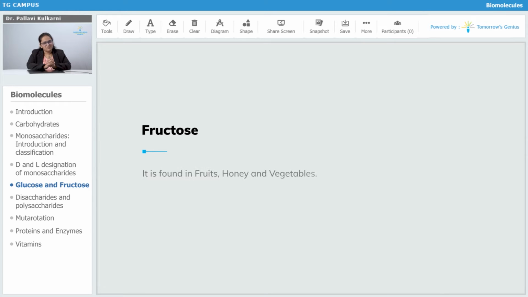As I have said, it is present in sweet fruits, honey and vegetables. The molecular formula for fructose is C6H12O6, which is just like glucose, but the structure of fructose is totally different from glucose. Similarly, it has a totally different functional group, right?